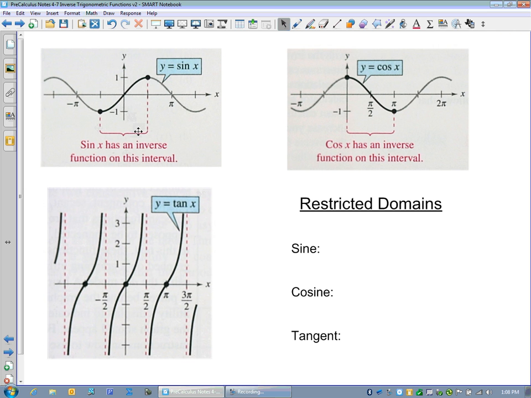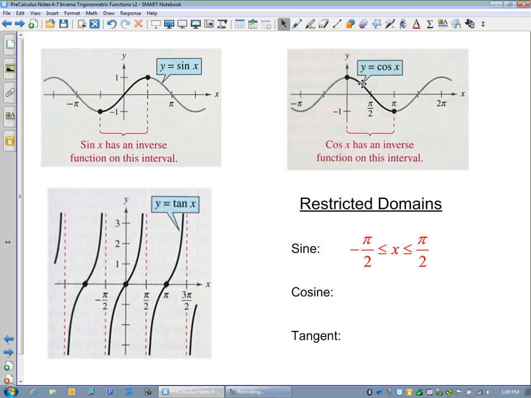So the restricted domain for sine is simply going to be from negative pi over 2 to positive pi over 2. Notice how it does include the endpoints because we do want the minimum value and the maximum value to be present in our list of possible values. So if we were to restrict the domain of sine to just this interval, then we can create an inverse function. Likewise with cosine, I want to represent all of the possible y values, but only once.